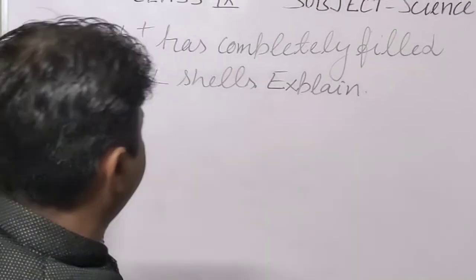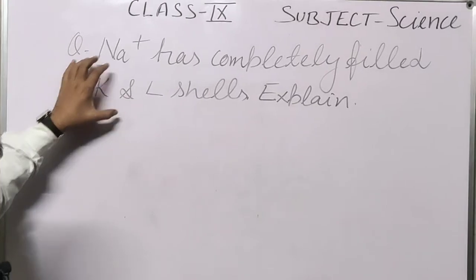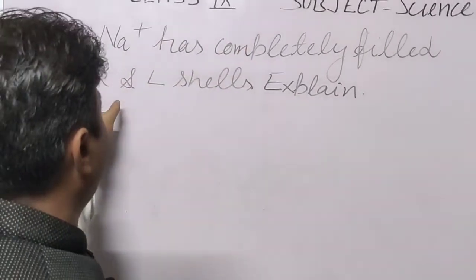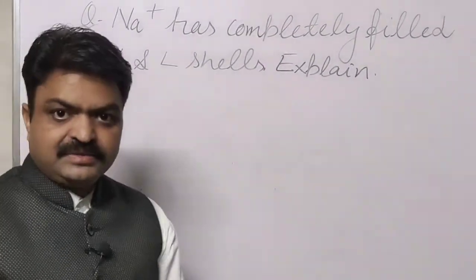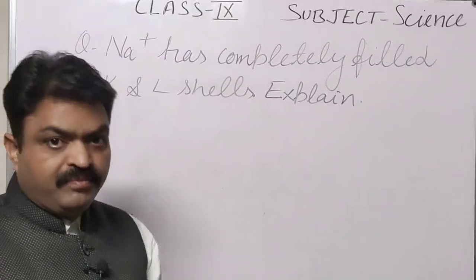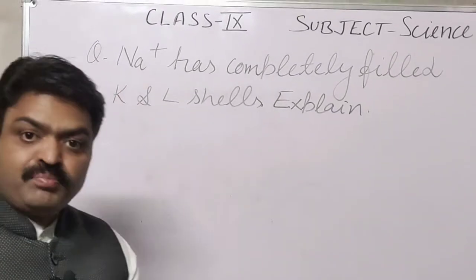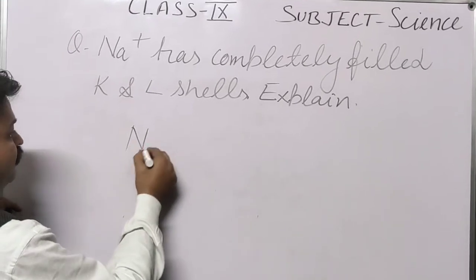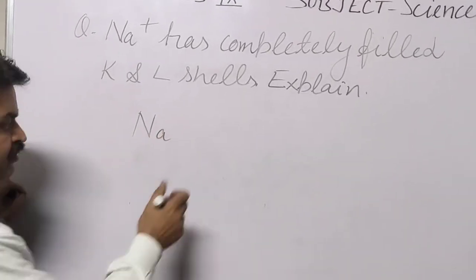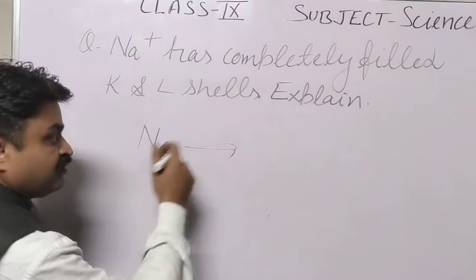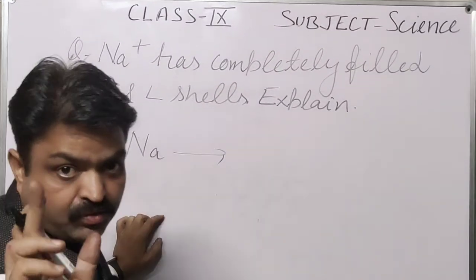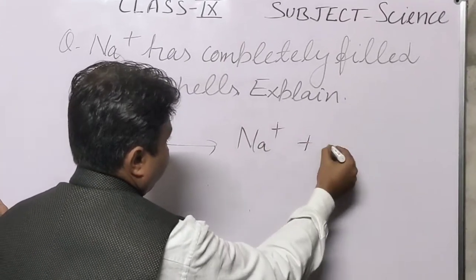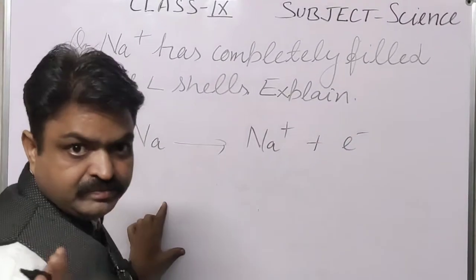Now we will discuss the next question, student. Sodium plus, that is sodium positive, has completely filled K and L shells. Explain. Here sodium is electropositive. So how can it become electropositive, student? Sodium becomes electropositive when it loses 1 electron to complete its octet.